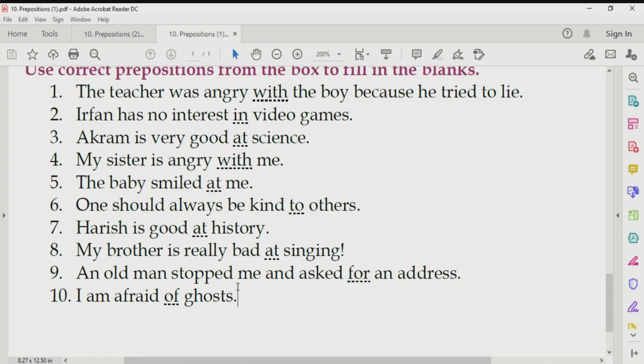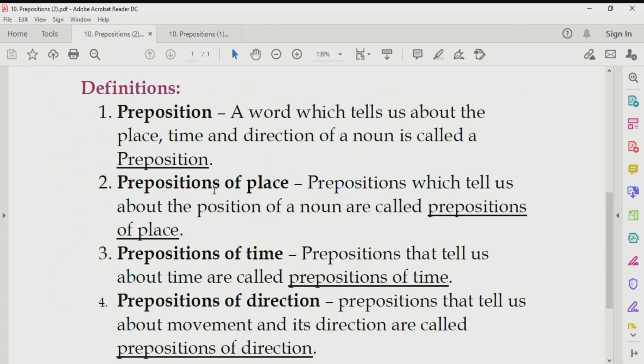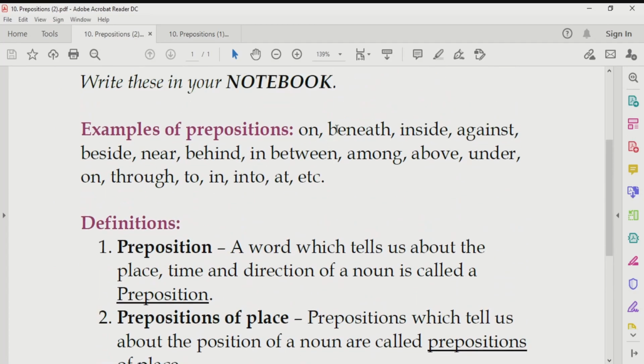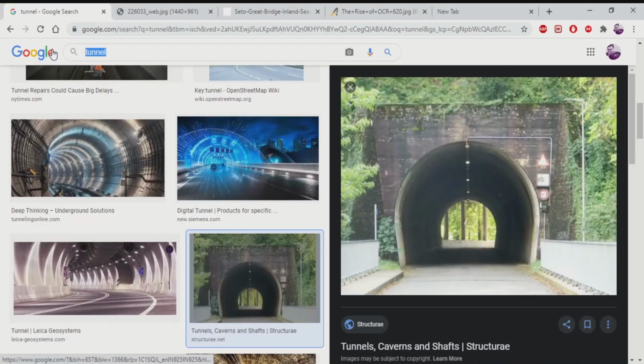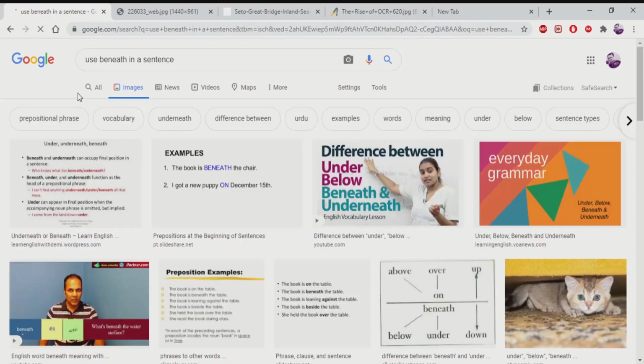Students, if you did not understand any prepositions, you can go to Google and type, for example, if you want examples of with, just type use the preposition with. I'll just show you a simple example. Let us take any preposition from the second PDF. Let us use beneath. Go to Google and just type use beneath in a sentence. You can see this has already come up. Just click on it.